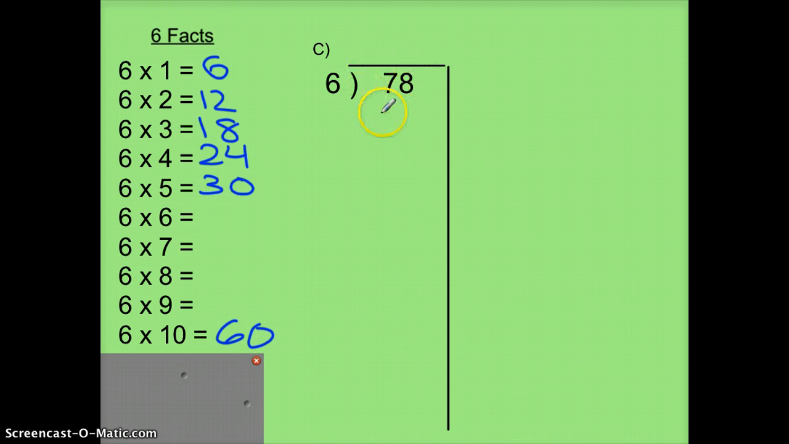I need to get a product that's close to 78 because I'm going to start subtracting. So I'll go ahead and start with this one. 60 is closer to 78 than the rest of these, and it's still small enough that I can subtract it. So I'll go ahead and write this fact out. 6 times 10 equals 60. Here are my factors. 6 times 10 equals 60 is my product. And I'm taking away 10 groups of 6 from 78. 8 minus 0 is 8. 7 minus 6 is 1.